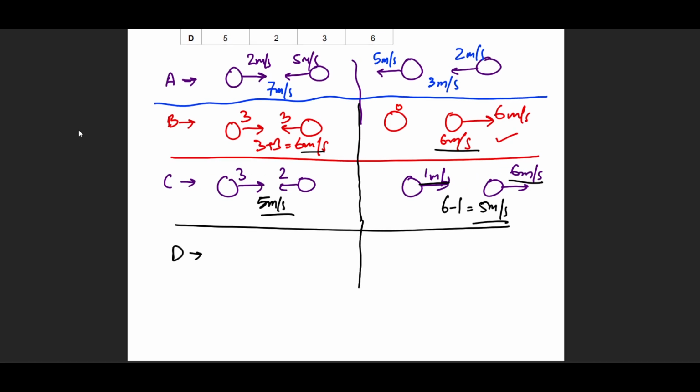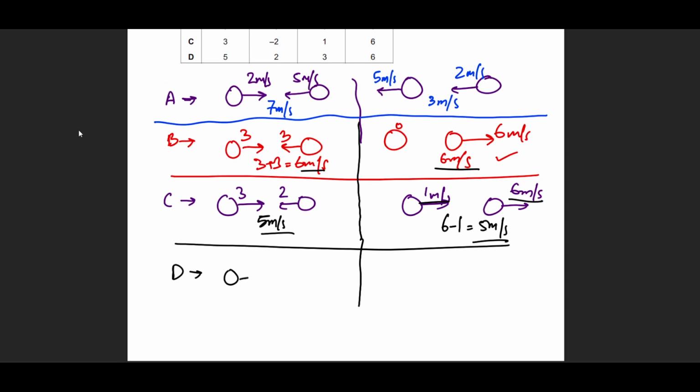In option D, we have 5 and 2. Since they are both positive signs, it means that both are moving in the same direction. This is 5 and this is 2. So before collision, we understand that the lagging object, the object that is behind, has to have a higher speed so that collision can take place. It will eventually come up to the first object, collide, and then start slowing down, right?